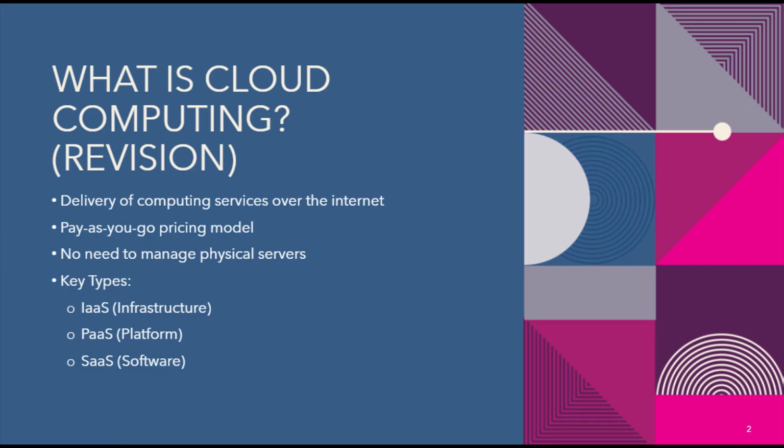What is cloud computing? Cloud computing is the delivery of IT resources like servers, storage, and databases over the internet. Instead of owning physical infrastructure, we use services on demand and pay only for what we use. There are three main types: IaaS, PaaS, and SaaS depending on how much control we need.